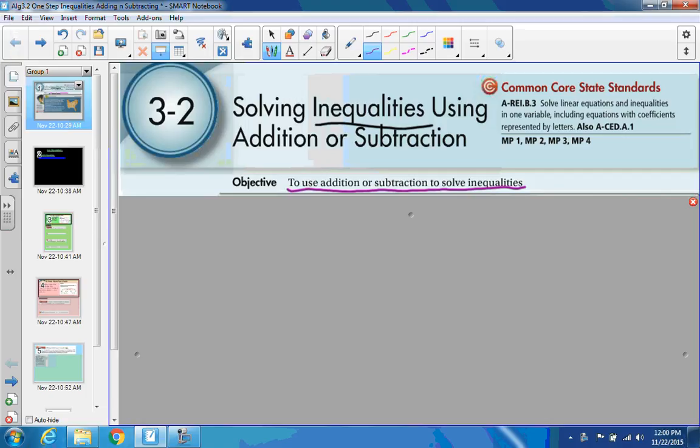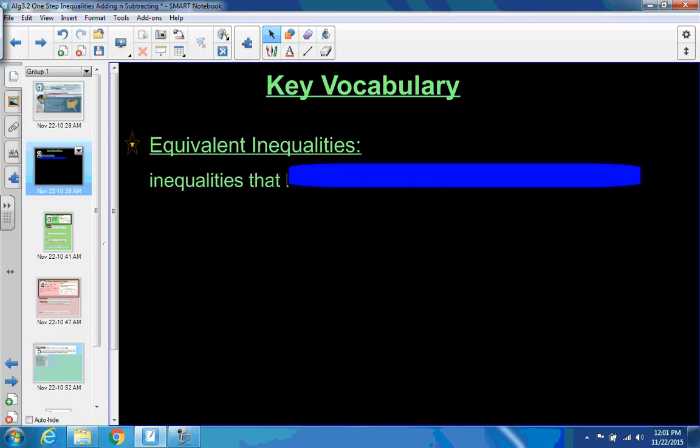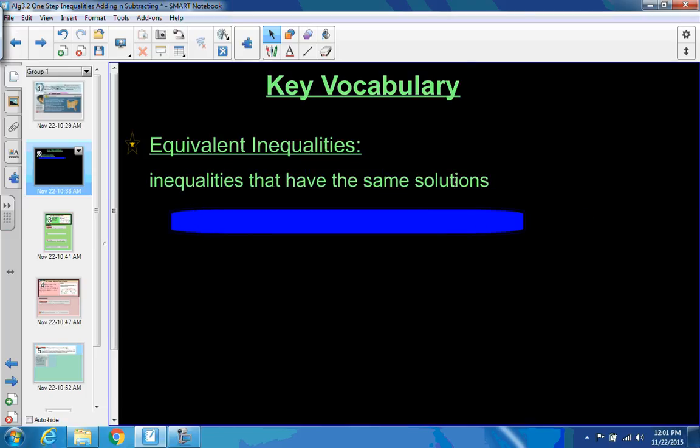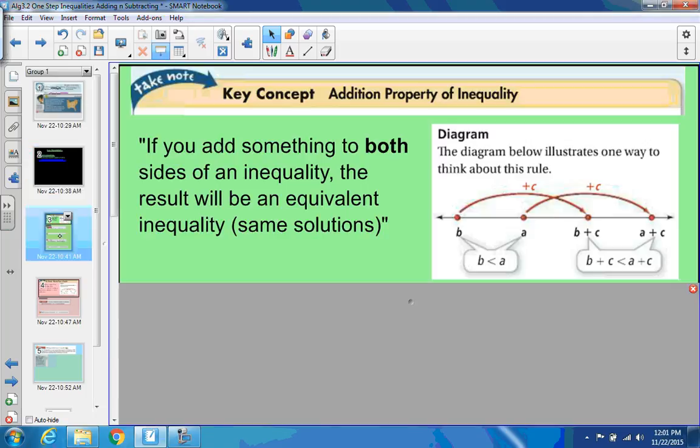So, our one term for today is equivalent inequalities. I'd suggest writing that down. It is one of your key vocabulary terms for the chapter. Just like equivalent equations, equivalent inequalities are inequalities that have the same solutions. We talked about finding solutions or identifying solutions in section 1. So we're going to be dealing with equivalent inequalities today.